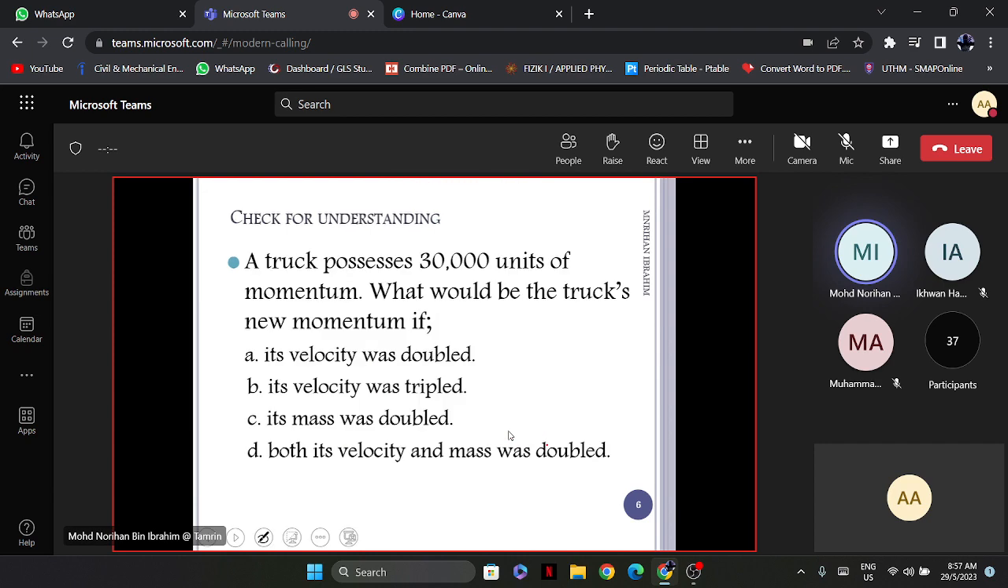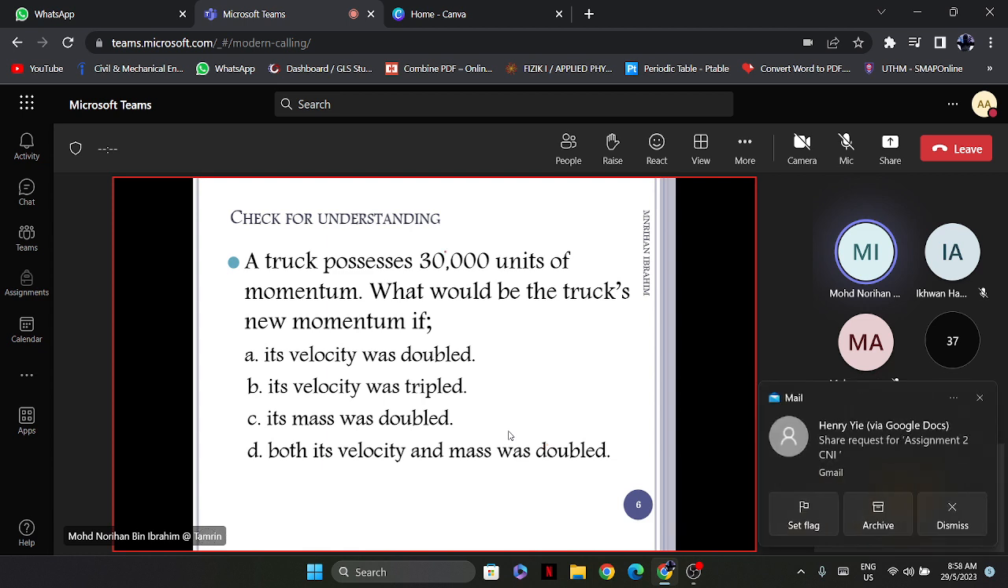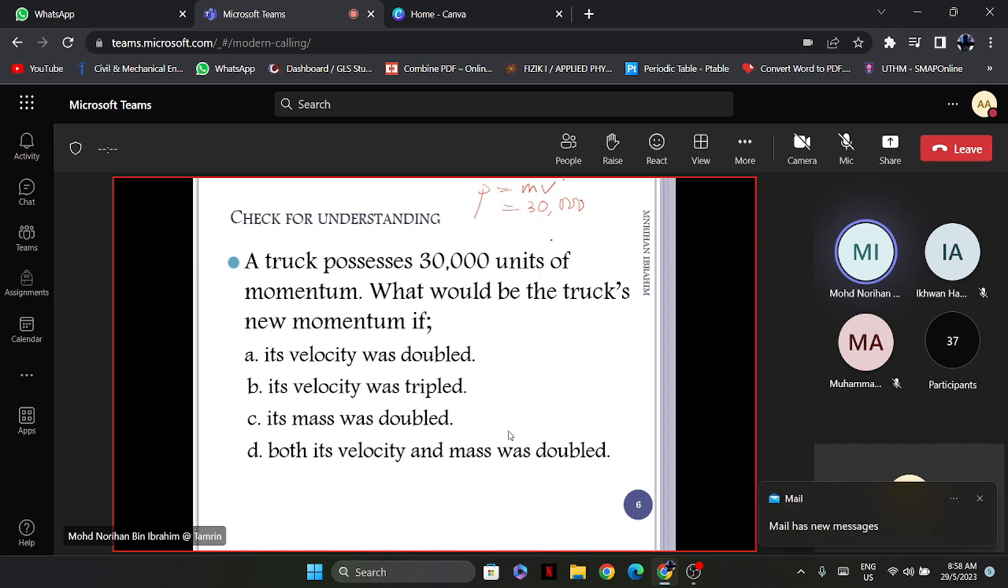Okay, next, a truck possesses 30,000 units of momentum. What would be the truck's new momentum if its velocity was doubled? P is equal to mv, the basic equation for that, and that is equal to 30,000. The momentum for the truck is 30,000 units. For the unit of momentum, you can put any, let's say, kilogram meter per second, for example.